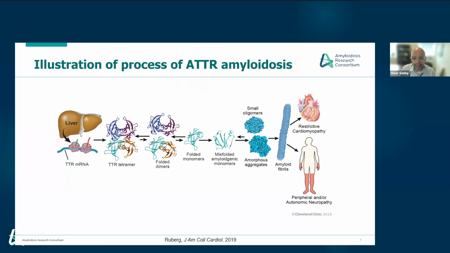then deposit in the heart, causing a restrictive cardiomyopathy, causing stiffening of the heart, or they can deposit in the nervous system, causing a peripheral neuropathy. So this is actually the process by which the disease causes problems in patients. And this is important because we're not going to talk about treatment today, but this is how we think about treating ATTR amyloidosis, where we can intervene at various points in this progression.